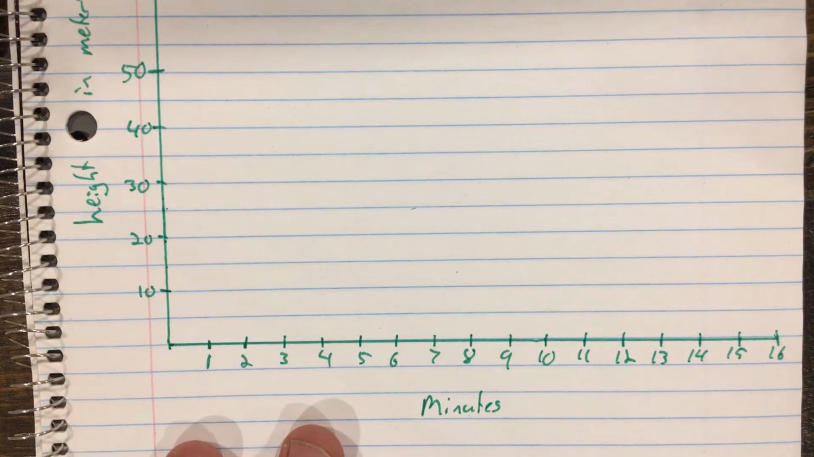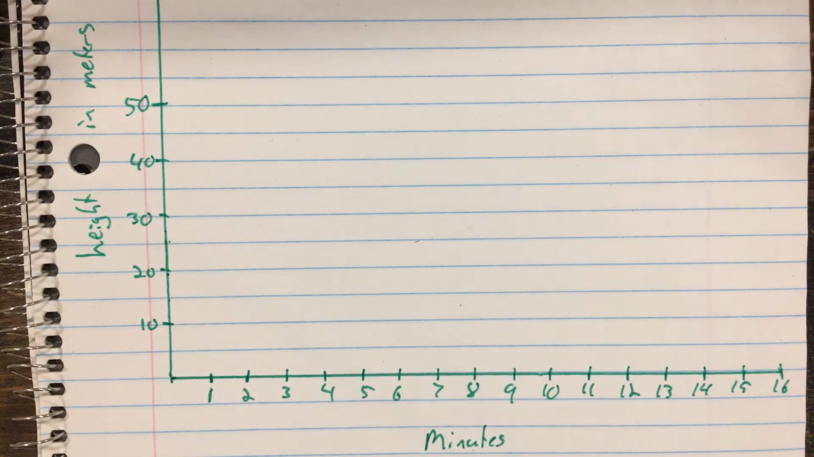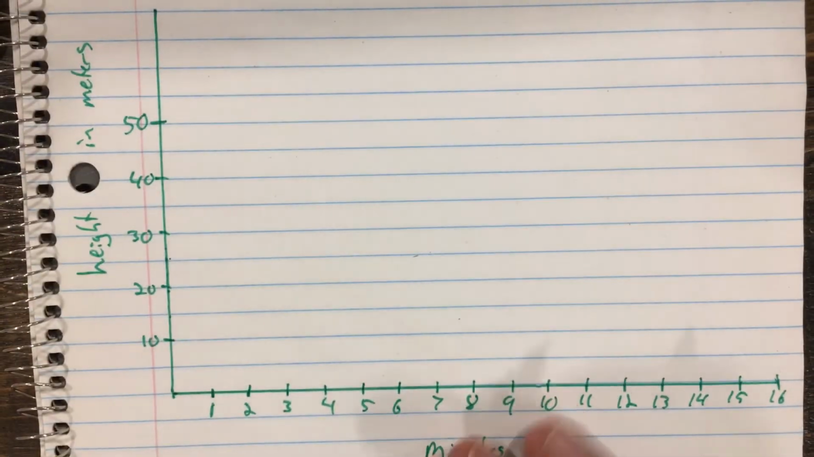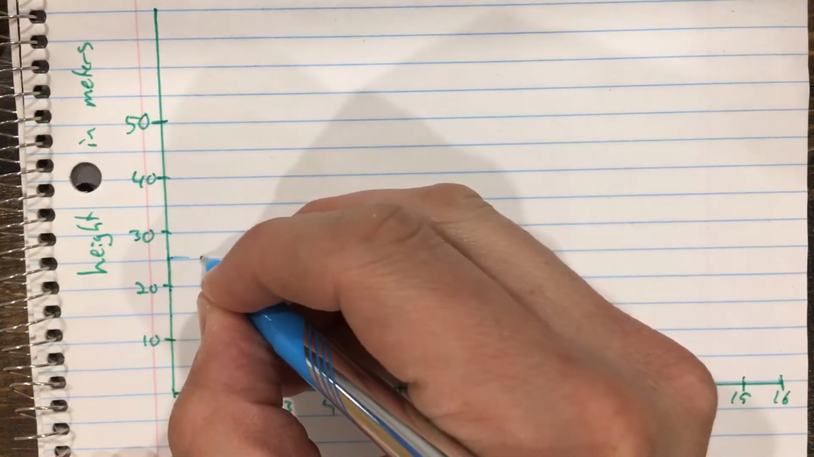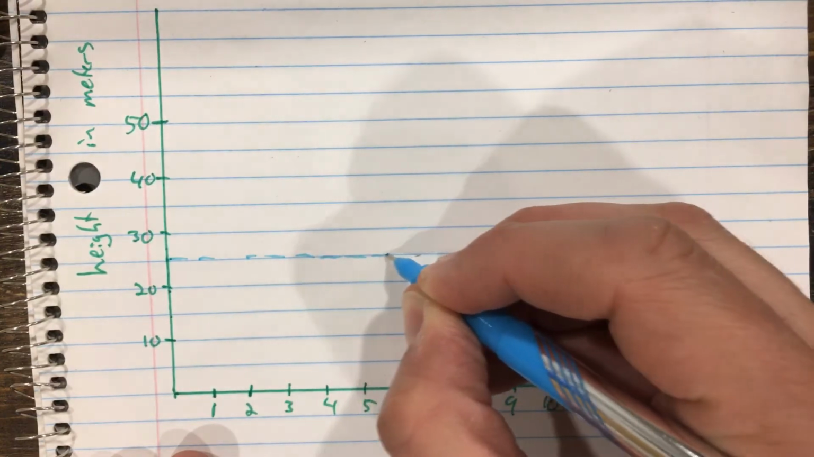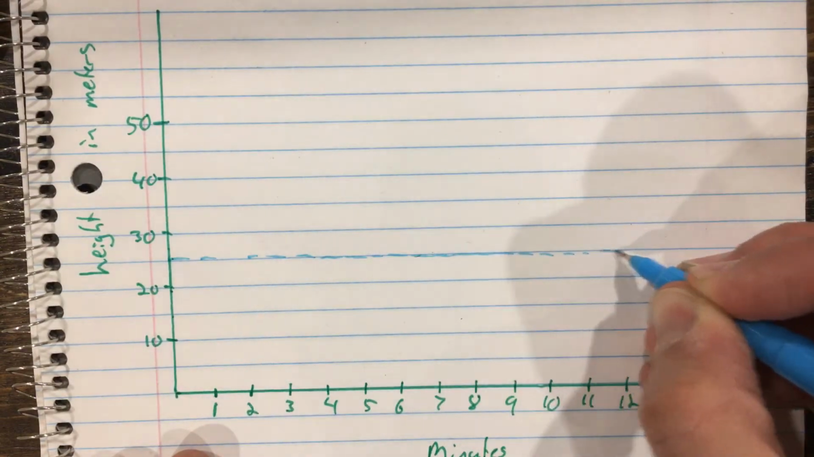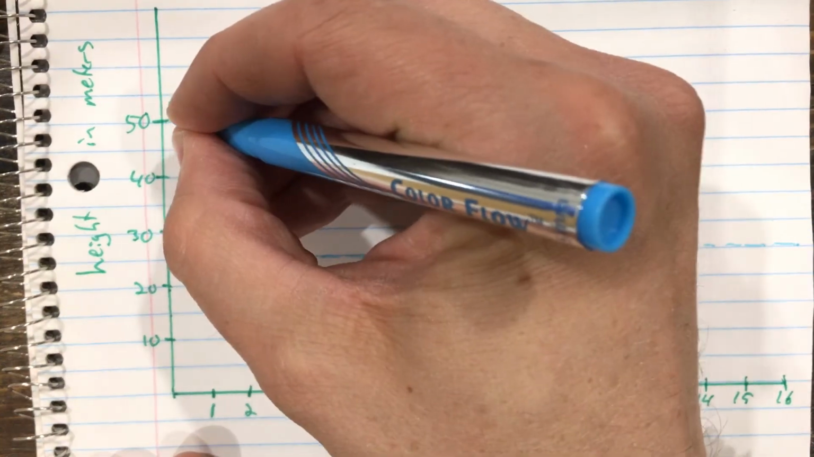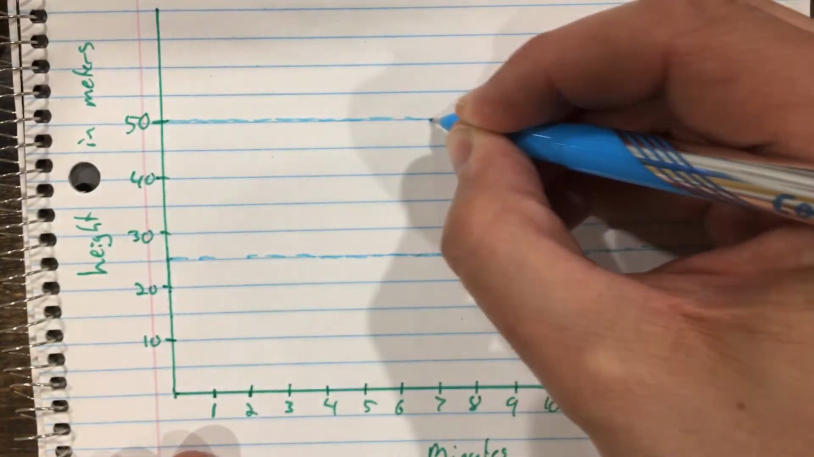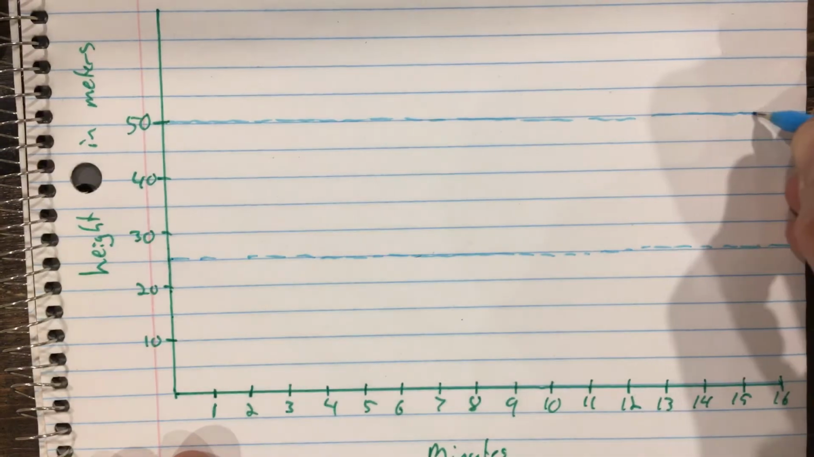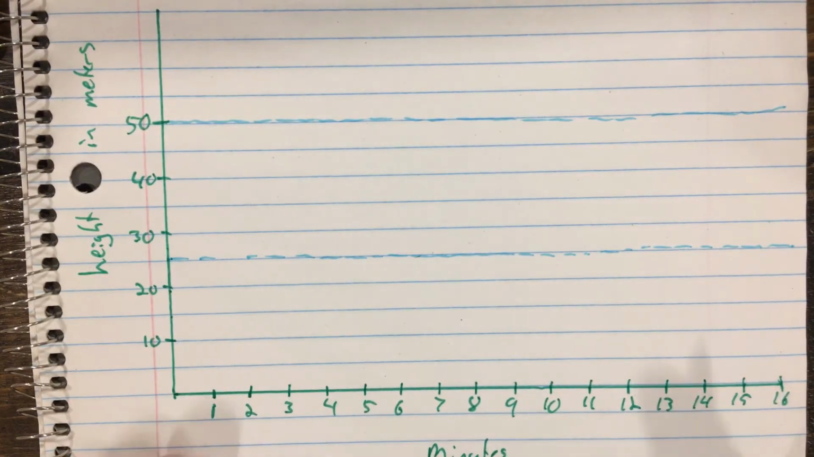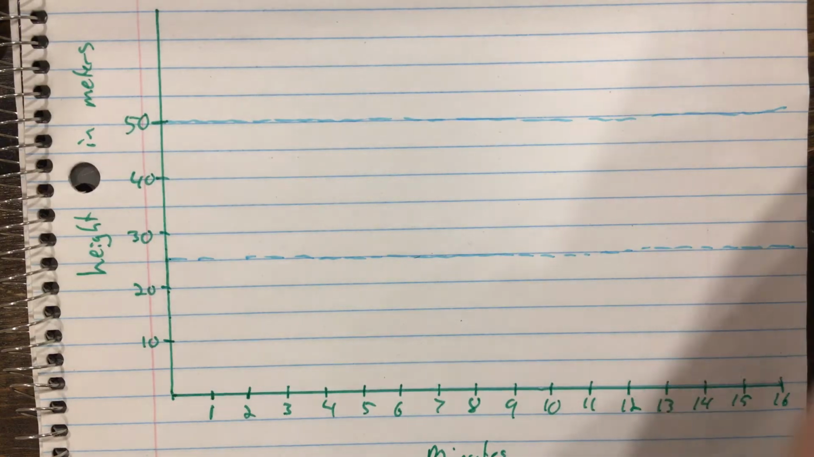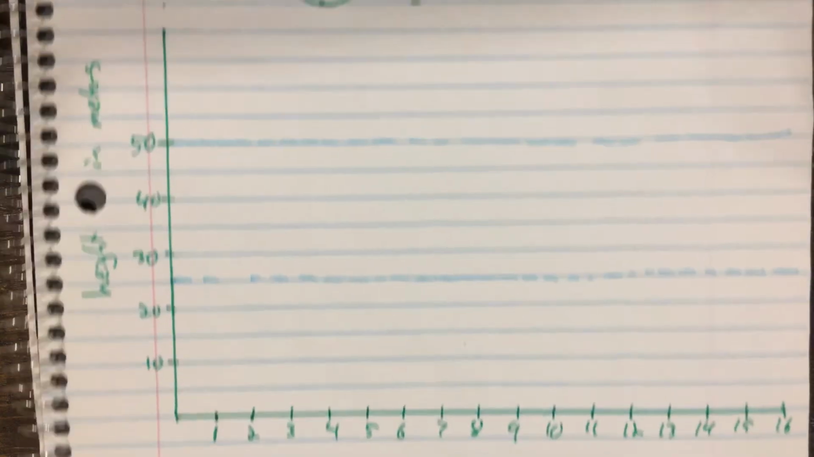So first thing I'm going to do is graph my midline. If my wheel is 50 meters high, my midline is going to be about 25 meters. Remember, the heights don't change, just the speed changes. There's my midline. My top line, my max line, is at 50 meters, and my min line is down here at 0 meters.